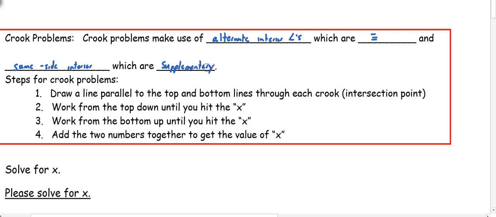So in order to do a crook problem, what we're going to do is draw a line parallel to the top and the bottom through the crook, or the intersection point. Then we're going to work from the top down until we get to that line where x is, and then we're going to work from the bottom up until where the x is, and then add those values together to get x.